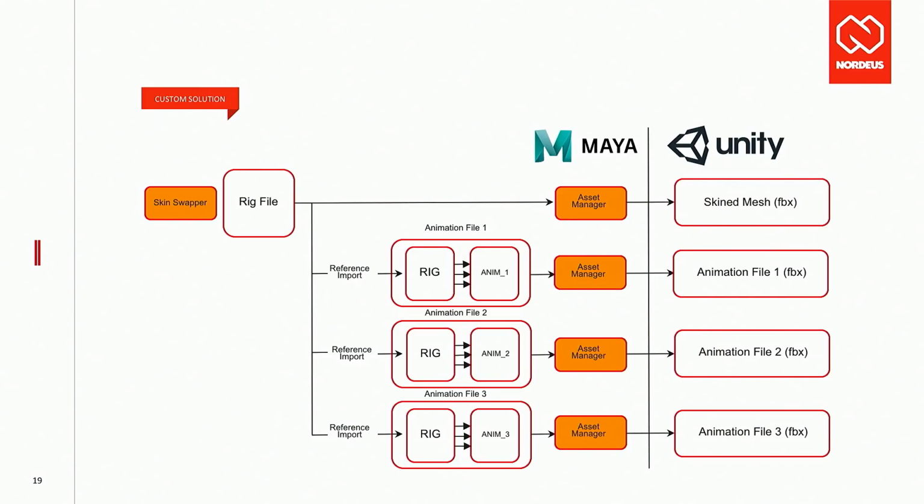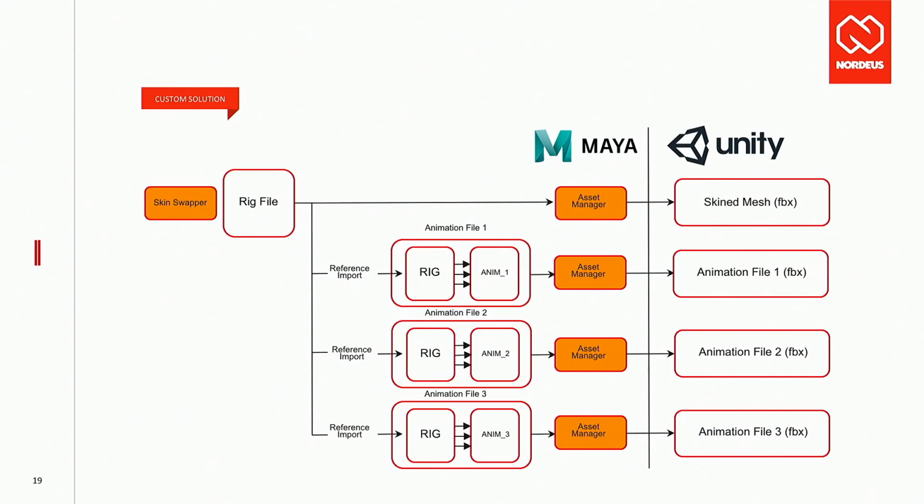Then we upgraded the workflow even more. We adopted our asset manager. That asset manager helped us connect Maya with Unity. And what we did is we used the asset manager to export all the data. We just choose what we want to export into Unity. So is it a skin file?